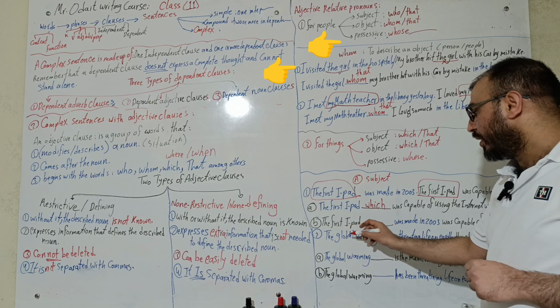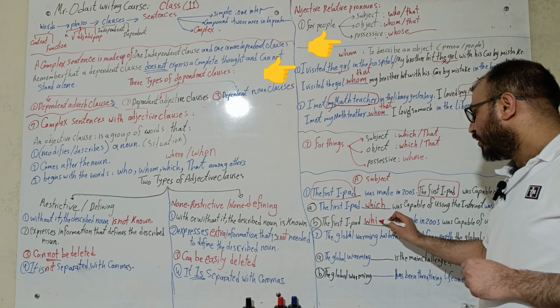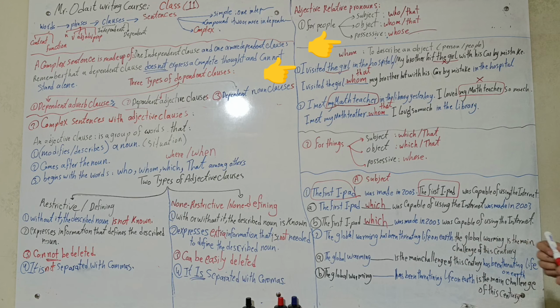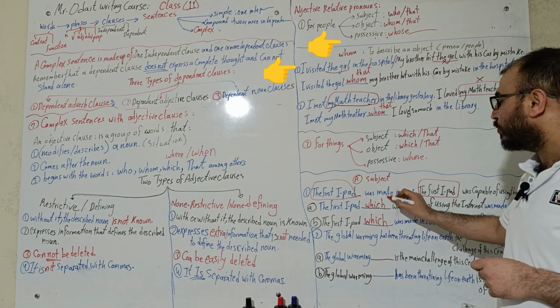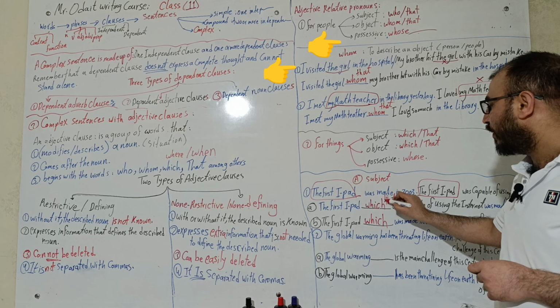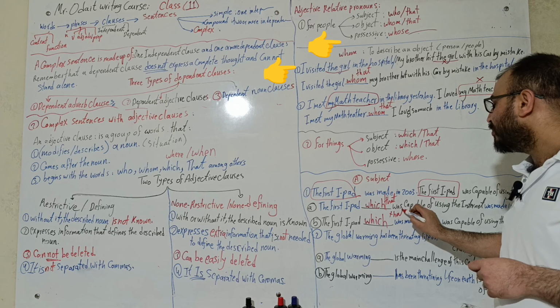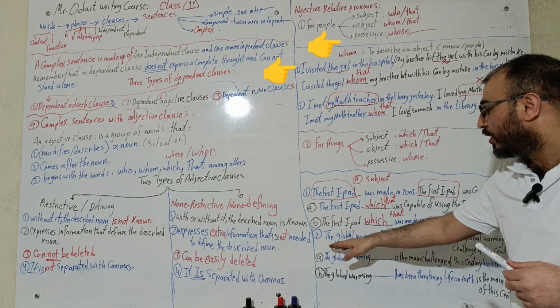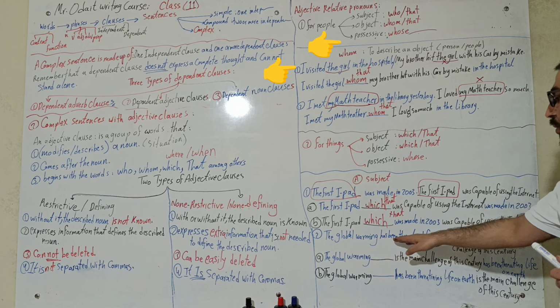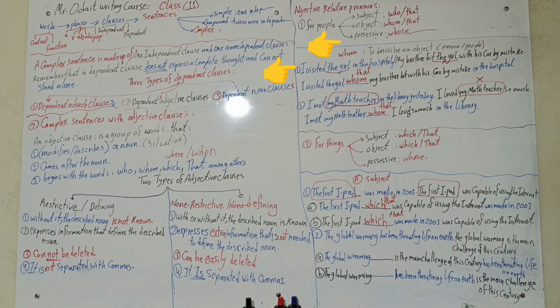The second example here: the first iPad, which was made in 2003, was capable of using the internet. Again, my friends, if I don't want to use which, I can use that if I want, but using which for me is better. Again, my friends, here I try a second example. Global warming has been threatening life on Earth. Global warming is the main challenge of this century.